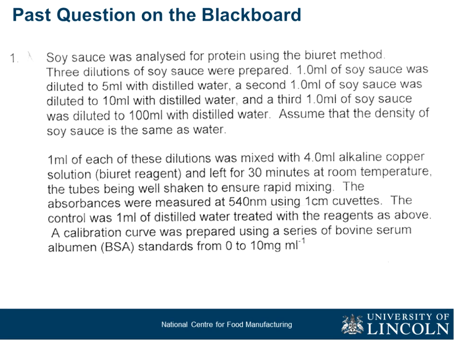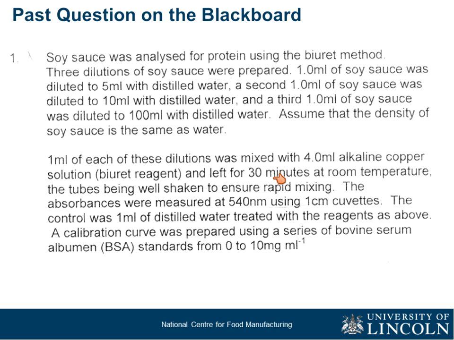The soy sauce was analyzed for protein using the Biuret method. For the solutions prepared, 1 ml of soy sauce was diluted to 5 ml with distilled water. The second one with 10, and the third one 100. Assuming that the density of soy sauce is the same as water. Now, one of each of these dilutions was made with this. This is talking about the test. Now, you leave it for 30 minutes.